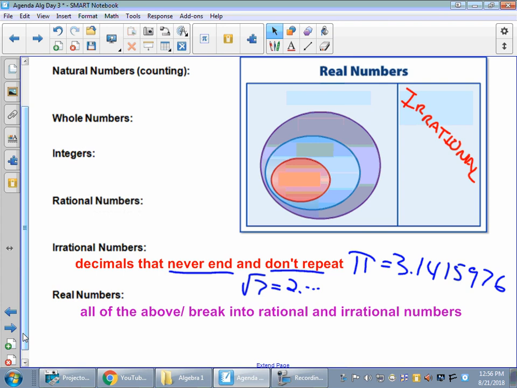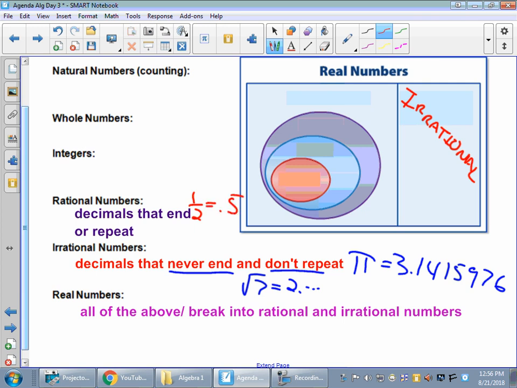The other set of numbers here is called rational numbers. Rational numbers are numbers that have decimals that end or they repeat. So it's just the opposite of irrational numbers. Decimals that end or they repeat. An example of that would be 1/2. 1/2 as a fraction, we should all know that when you calculate that out, as a decimal it's 0.5. So 0.5, that decimal ends. So that would be considered a rational number.